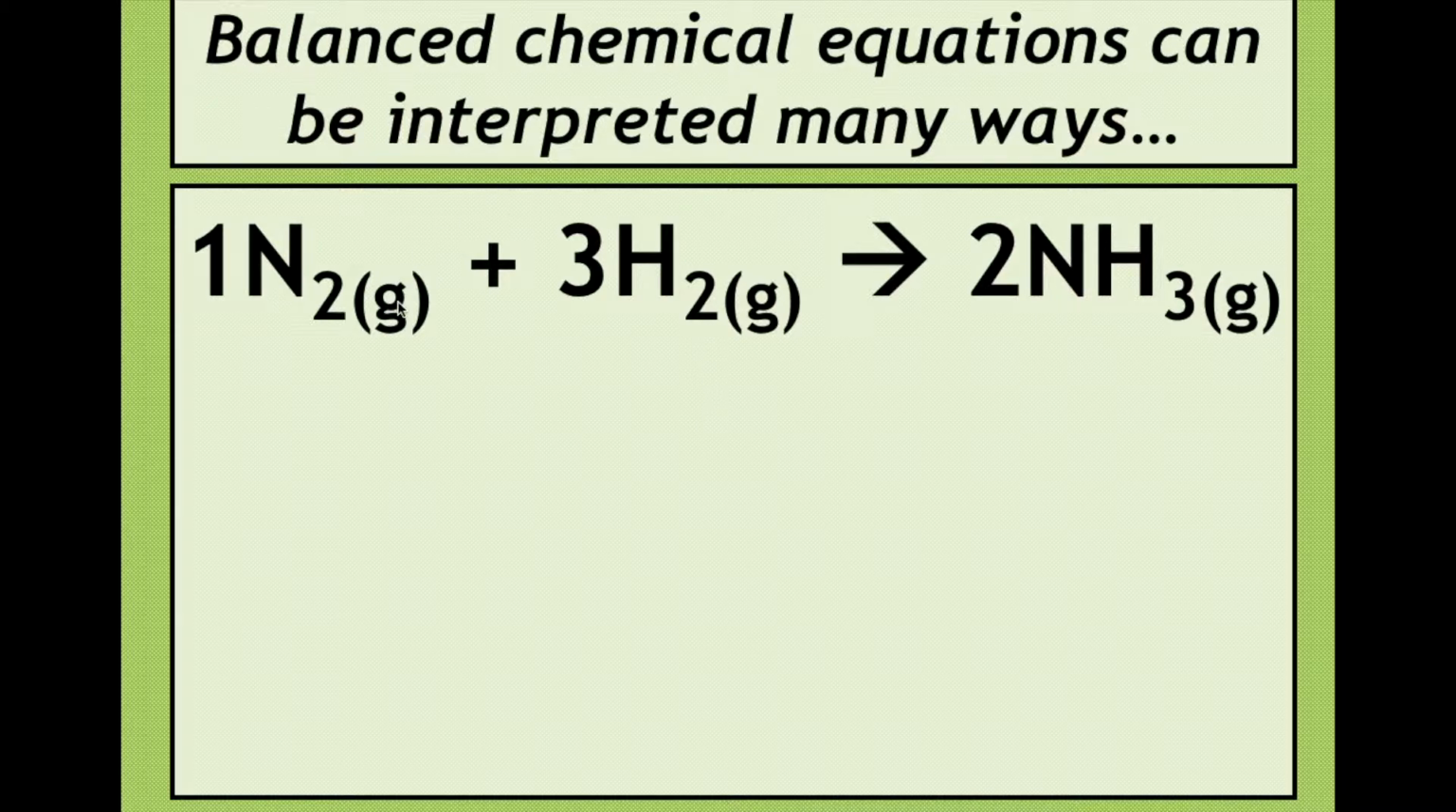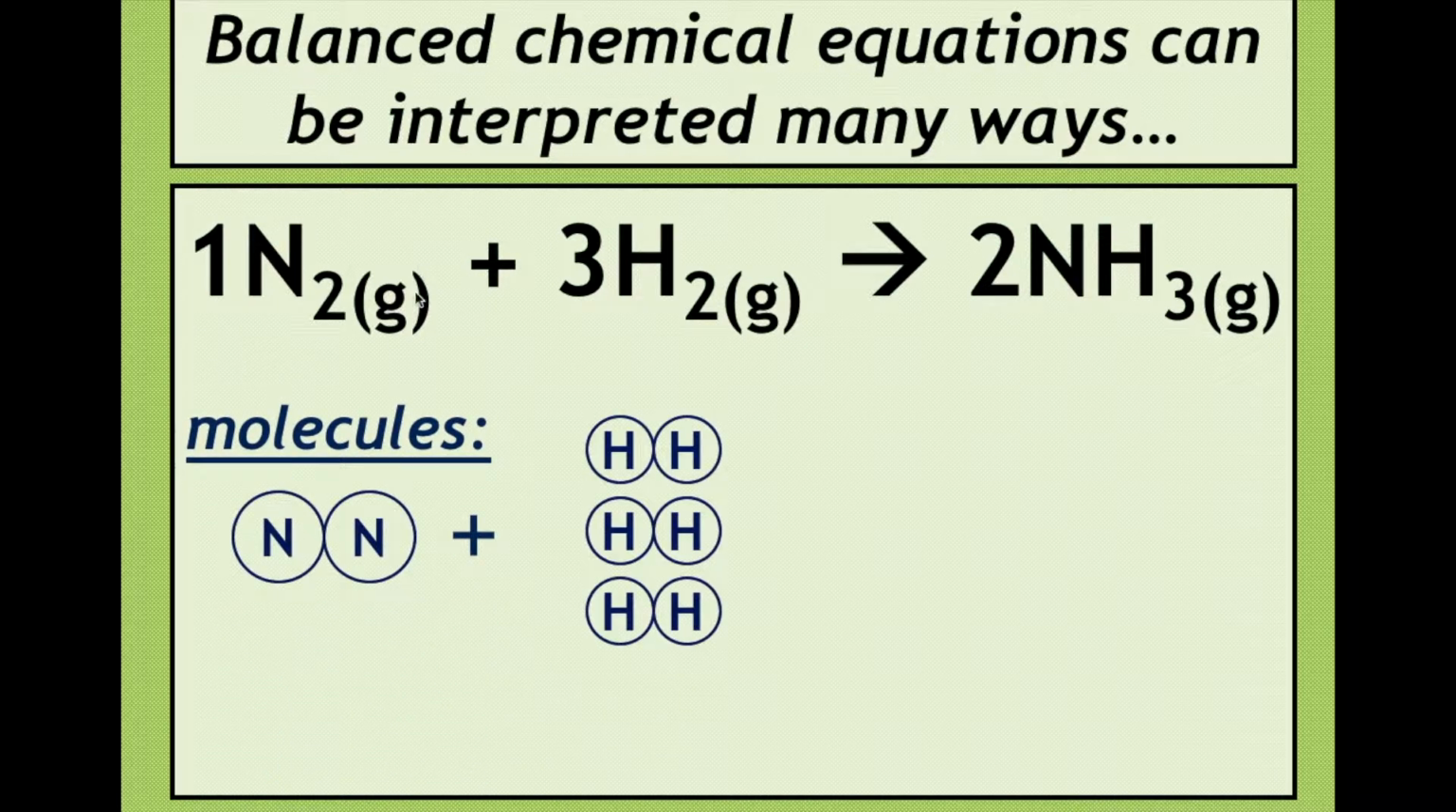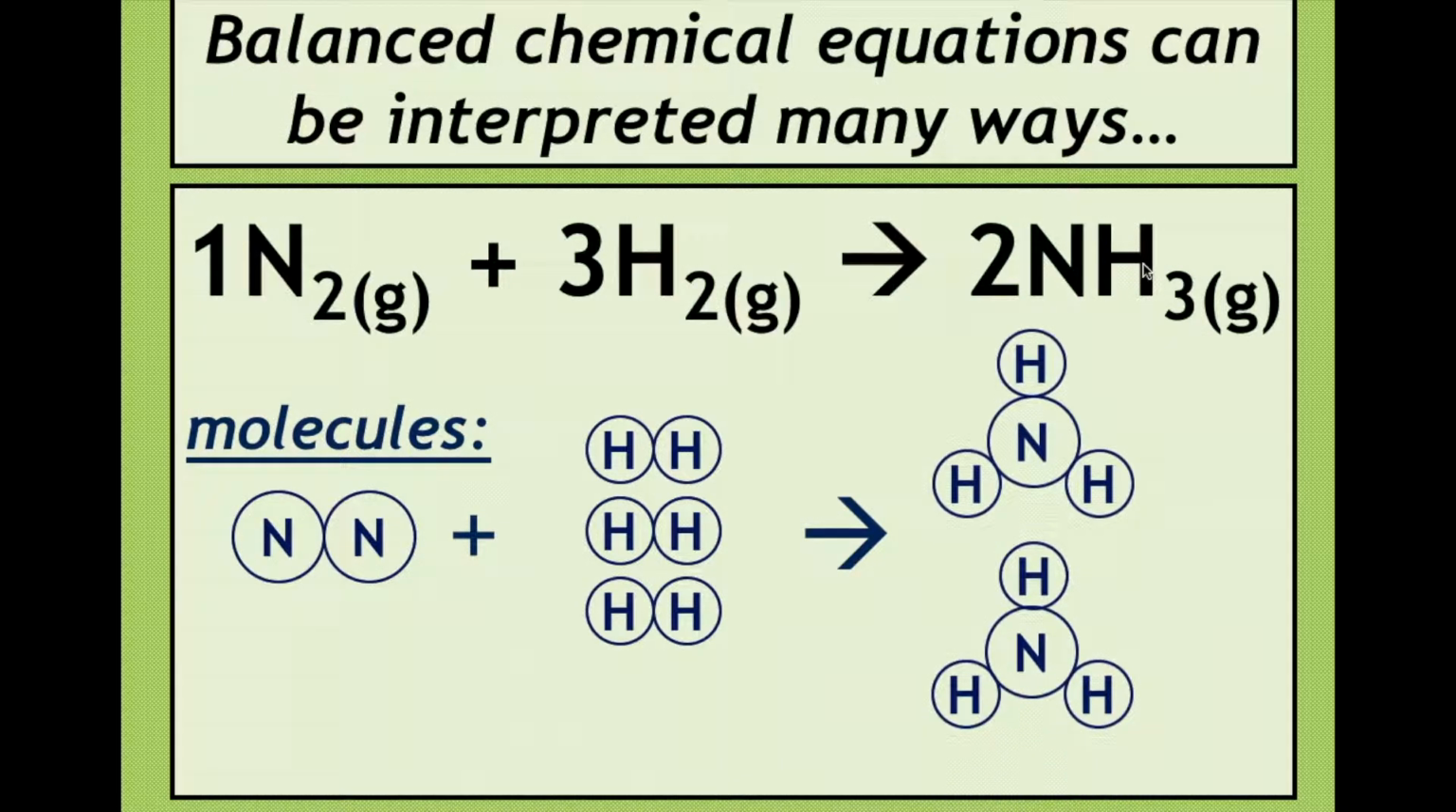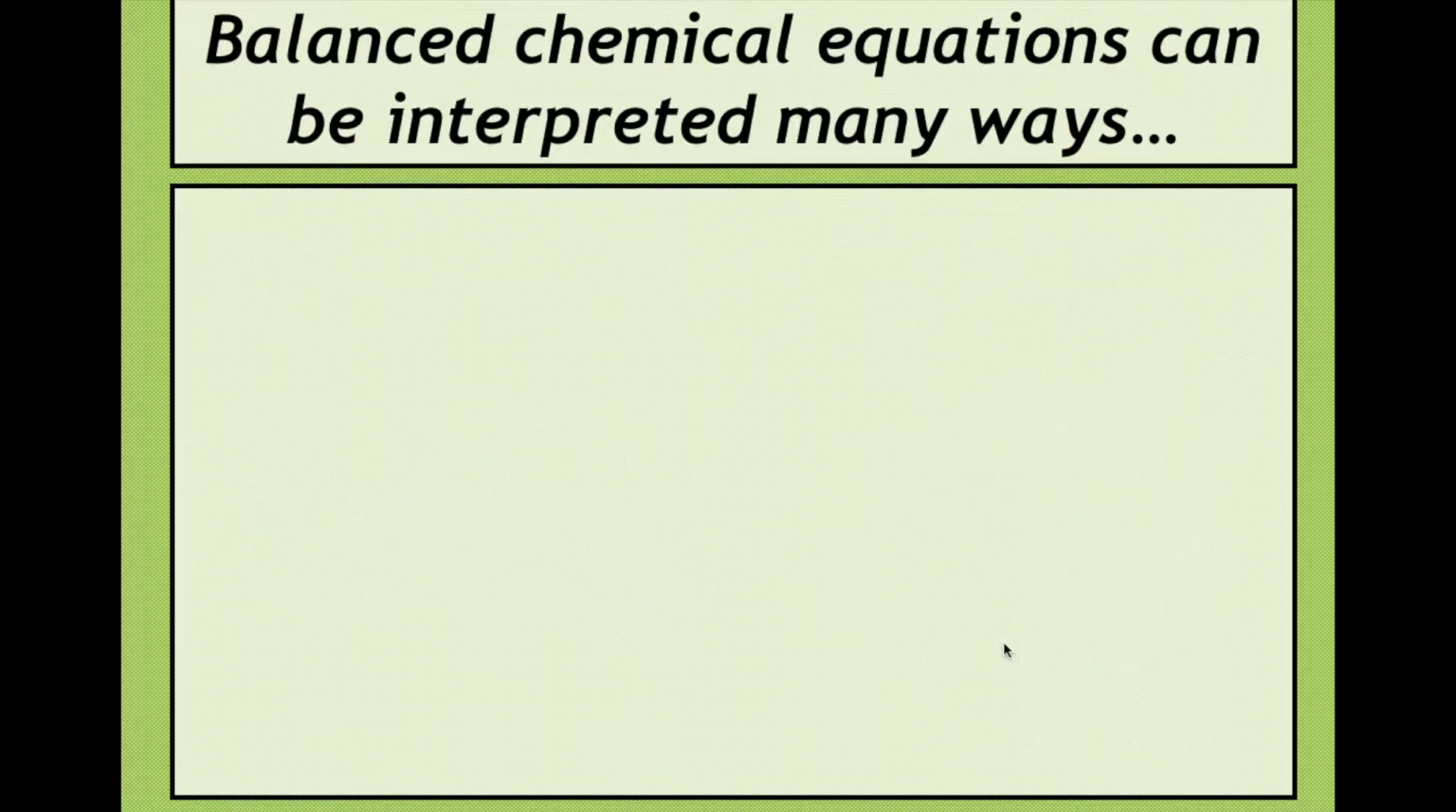So first, we're going to look at the molecules. So this right here means that there is one molecule, so one molecule of N2 gas. Okay, so one of these. The reason why we wouldn't put H6 is because it's not all one molecule. It's actually three molecules of two hydrogens bonded together, okay? And then that will yield two molecules of NH3 bonded together, okay? So we can look at it in molecules.